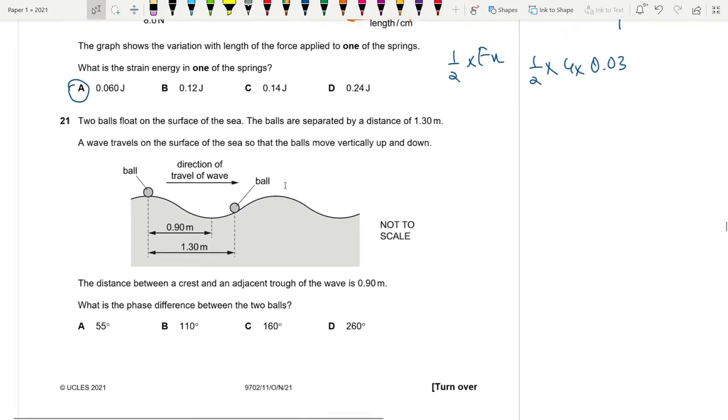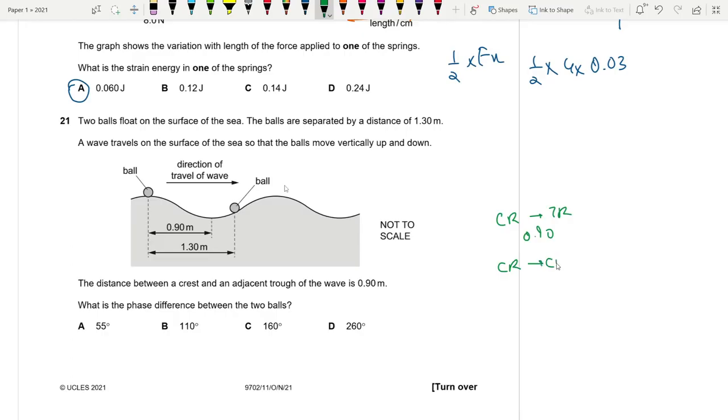Two balls float on the surface of the sea. The balls are separated by a distance of 1.30 meters. A wave travels on the surface of the sea so that the balls move vertically up and down. The distance between a crest and an adjacent trough of the wave is 0.90 meters. What is the phase difference between the two balls? Okay, so the distance between the crest and trough is 0.90. So crest to trough is 0.90.